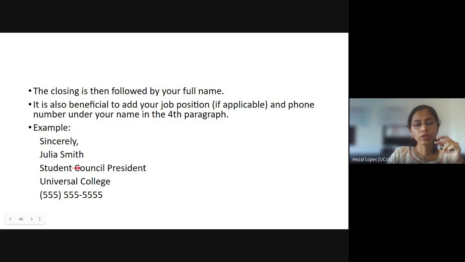This is student council president. Suppose we take the example; this is called your position. This is your company name, Universal College. Suppose this is my company name. And at the end, you can write your mobile number. So this is how you add the signature.